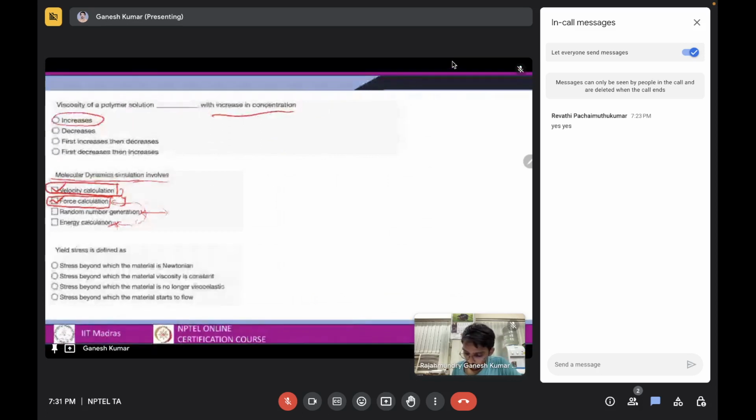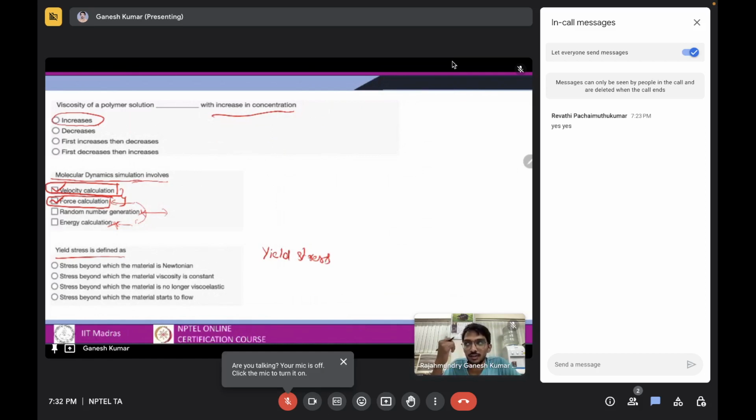Coming to the next one, yield stress is defined as which of the following: the stress beyond which the material is Newtonian, the stress beyond which the material viscosity is constant, the stress beyond which the material is no longer viscoelastic, or the stress beyond which the material starts to flow. Think of a real-time application like toothpaste. For the toothpaste to come out, you have to apply some stress, only then will the fluid move. So yield stress is the stress beyond which the material starts to flow. Up to that point there won't be any movement, whereas after that the material starts to flow.